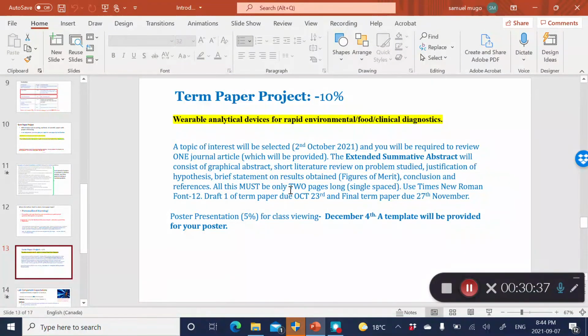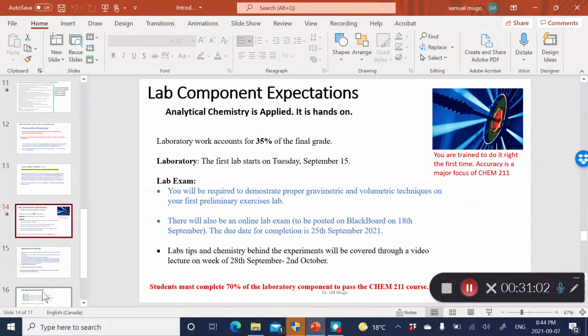But again, I'm going to give you all the details as far as a rubric on these later on. And take note of the deadlines of when you should submit your draft and also your final term paper after I give you the feedback. As I've said, you're going to create a poster presentation from your term paper, and again, I'm going to give you a template on how to do that.